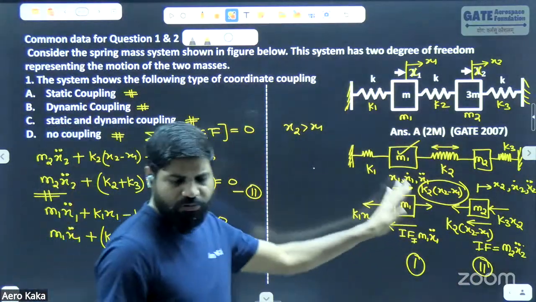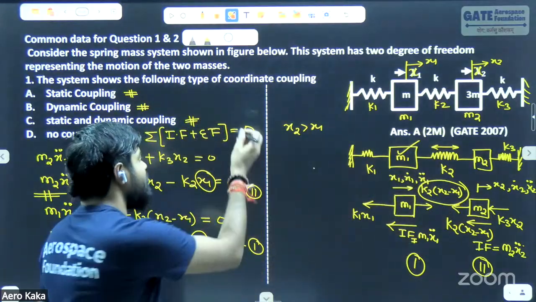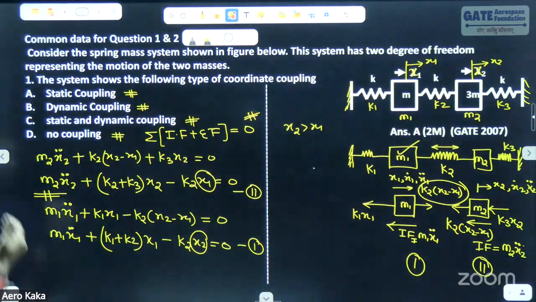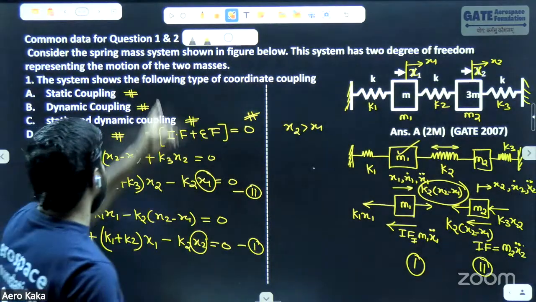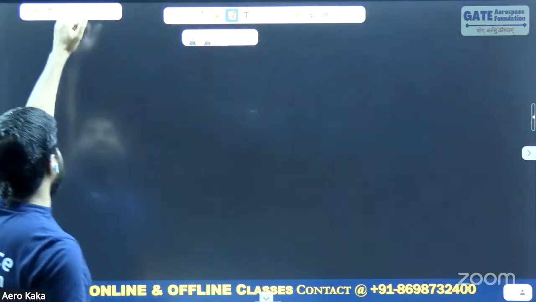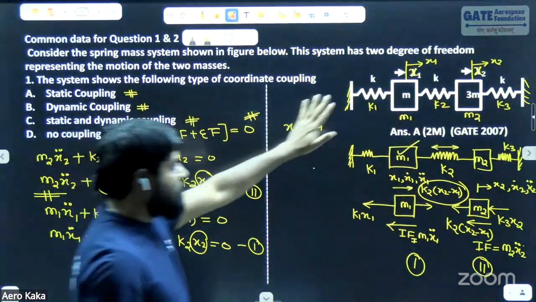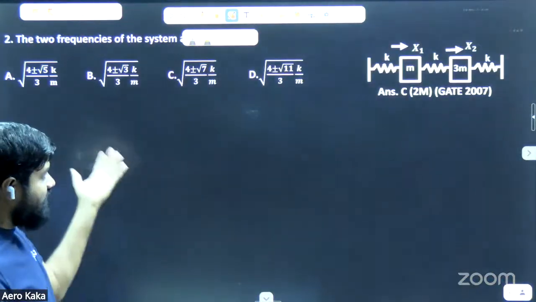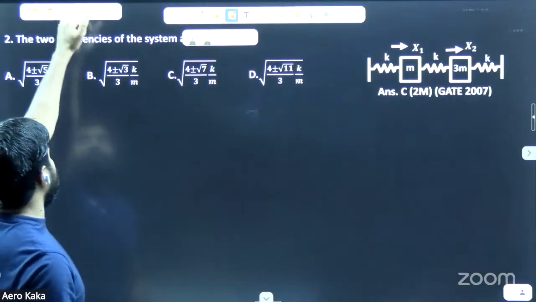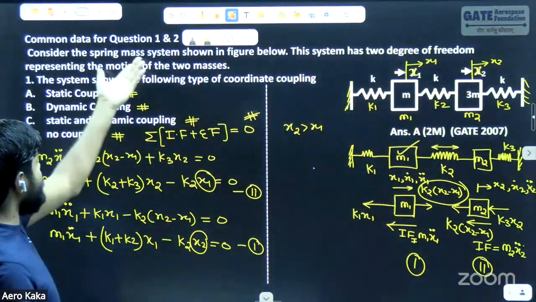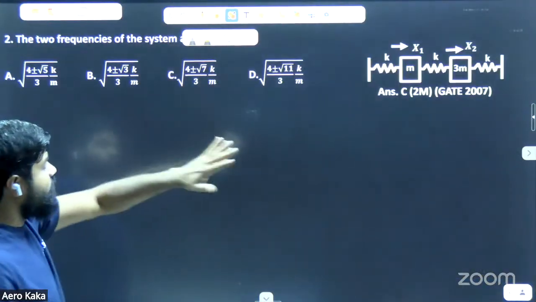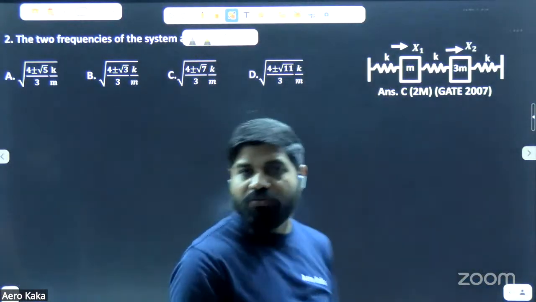So you just have to draw the free body diagram and apply the equilibrium method to write down these equations. Shall I remove it? Okay, no need to remove. This is the question which they asked for 2 marks in GATE 2007. Now, it's a linked question, a common data question, meaning questions number 1 and 2 here. So in total they asked for 4 marks from this single question.